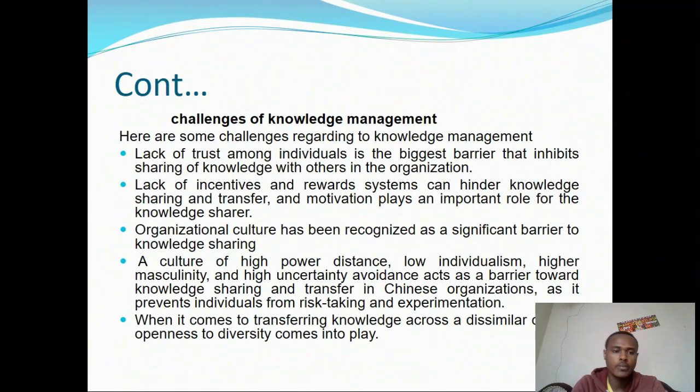Challenges of knowledge management. There are many challenges for knowledge management. Of those, the following are listed. The first one is lack of trust among individuals, which is the biggest barrier. It inhibits sharing of knowledge with others in the organization. Lack of incentive: lack or weakness of a reward system can hinder knowledge sharing and transfer.